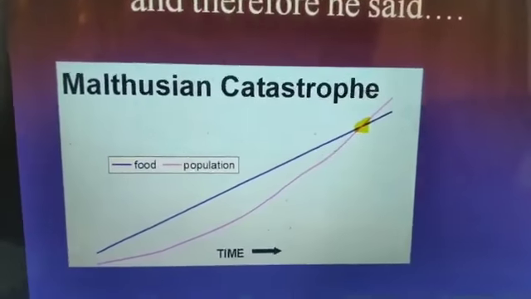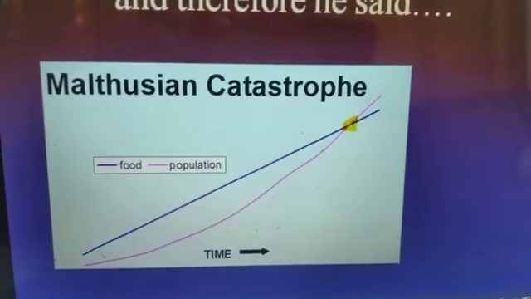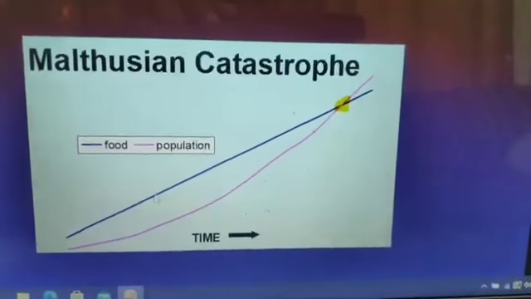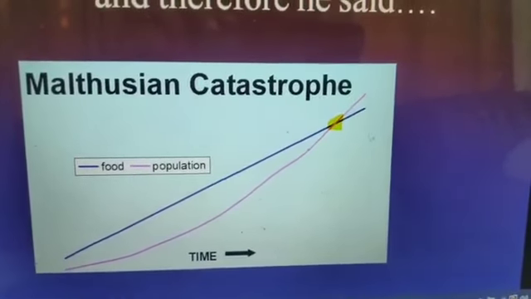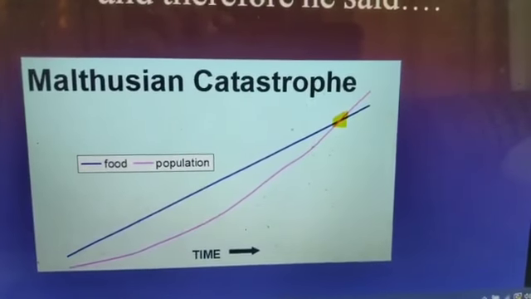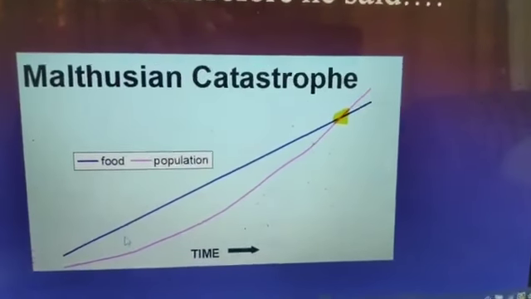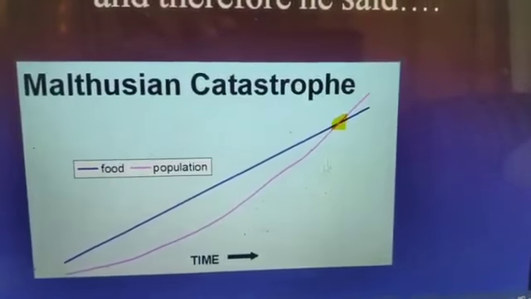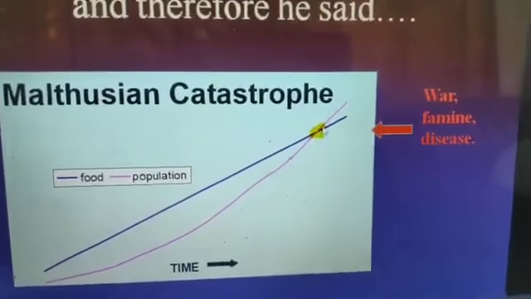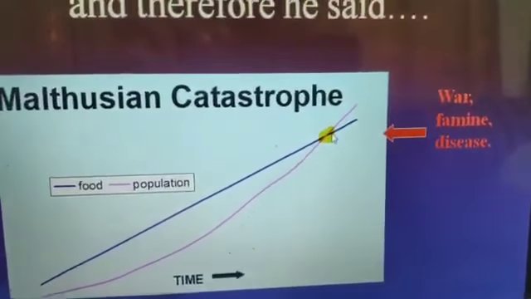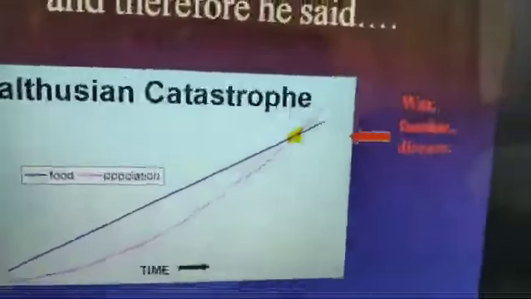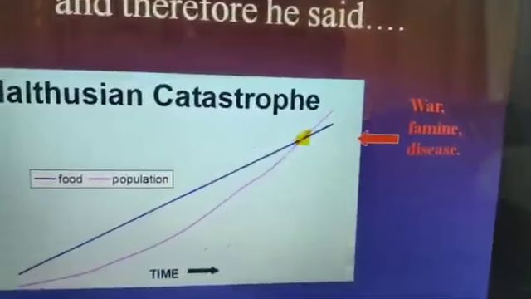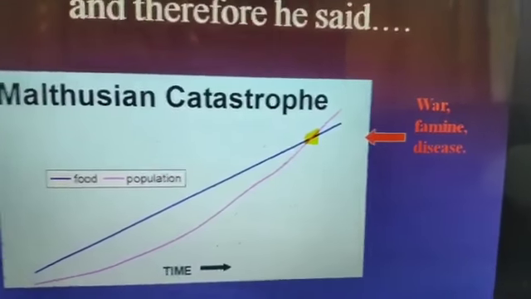Okay, and then here comes the Malthusian catastrophe. You can see the blue one is the food supply, and this pink one is the population growth. Food is growing in arithmetic progression, and over time population is growing in geometric progression, and this is the turning point where population growth cuts the food production. And then Malthus used to say that this is controlled by war, famine or disease.